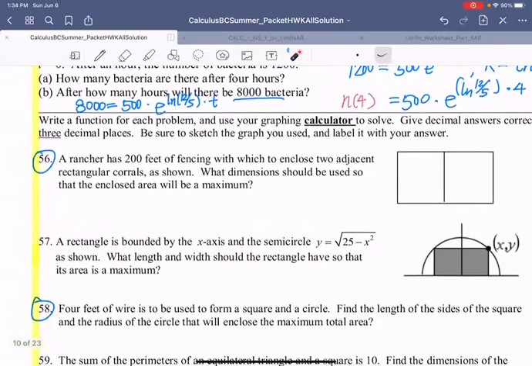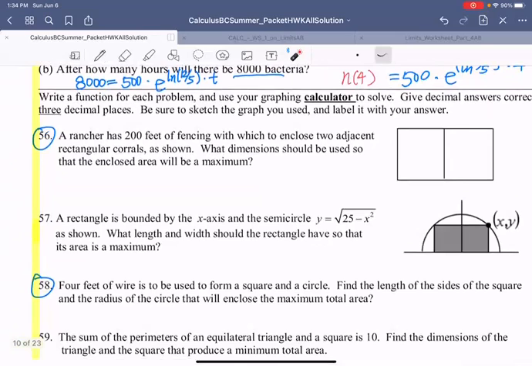Here, these are those optimization questions. In optimization questions, for PreCal, you are allowed to use a calculator, a graphing calculator. For example, this totally plus together gives you 200. And they ask you by what dimension will make this area a maximum.